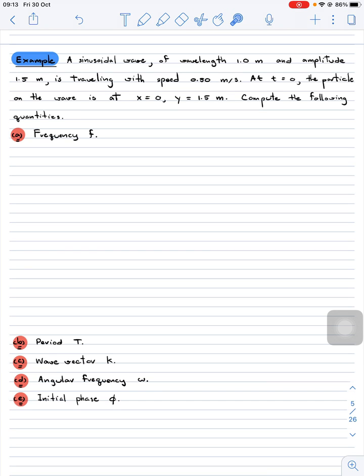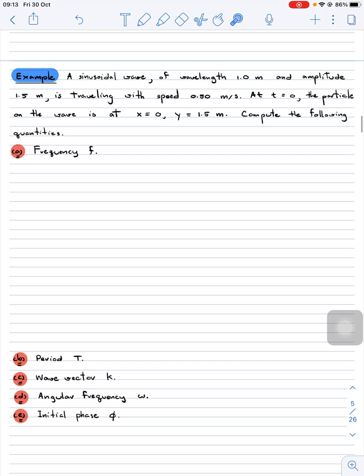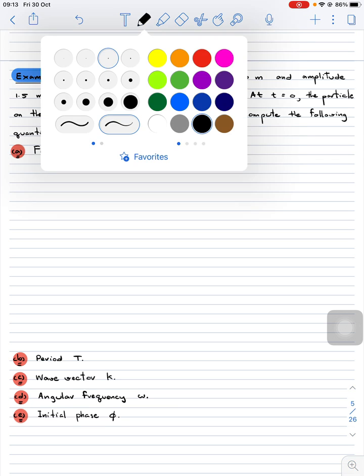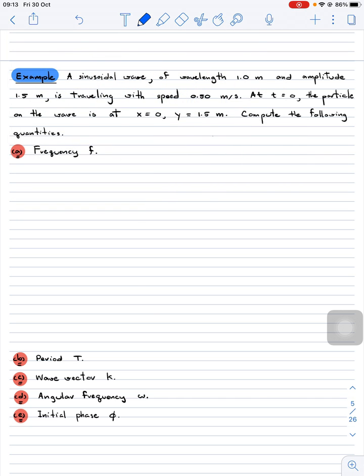The first example, a sinusoidal wave of wavelength equal to 1 meter. Let me take a note first. We have the wavelength equal to 1.0 meter, and the amplitude equal to 1.5 meter. It is traveling with a speed of 0.5 meter per second.